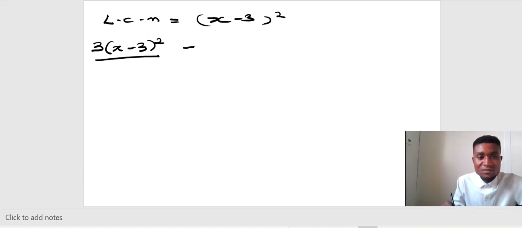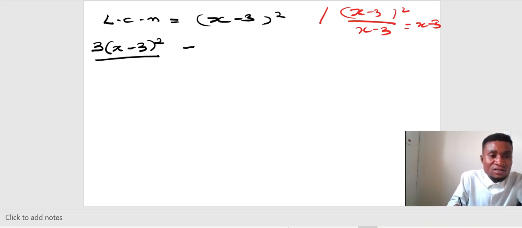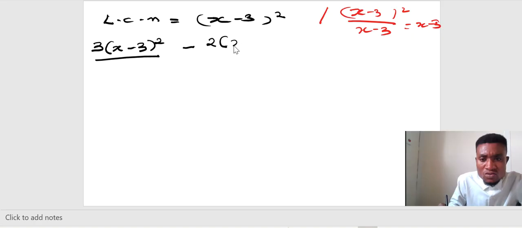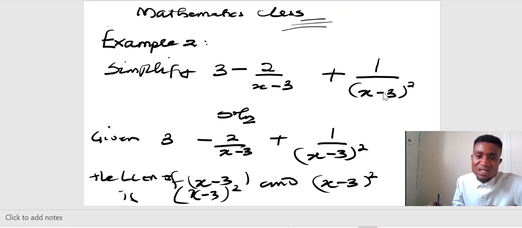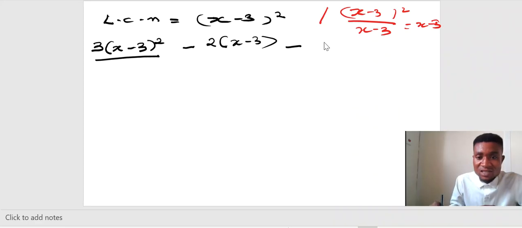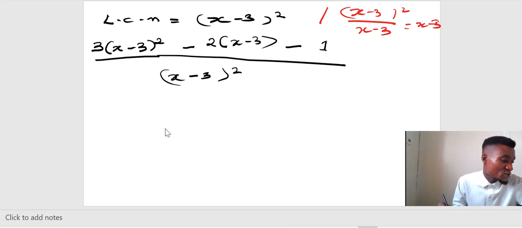Remember we have something that looks like (x minus 3) squared. Now, if you divide it by x minus 3, definitely you are going to have x minus 3 here. So here we have 2 multiplied by x minus 3. Now, the last component here is 1. If you divide this LCM by this denominator, it gives 1. So at the end of the day, we have 1 here, all divided by the LCM, (x minus 3) squared.